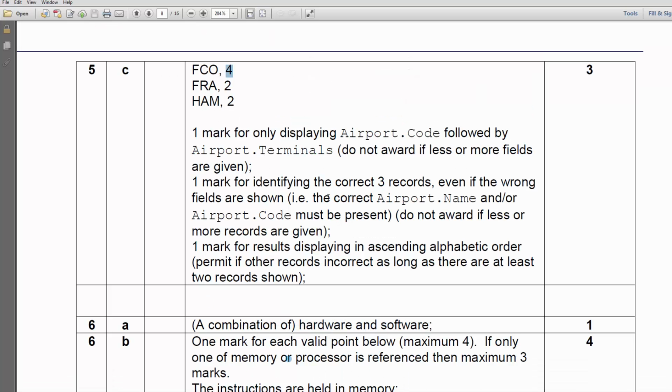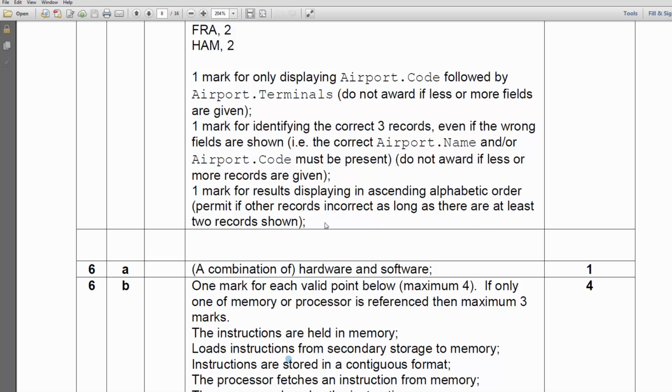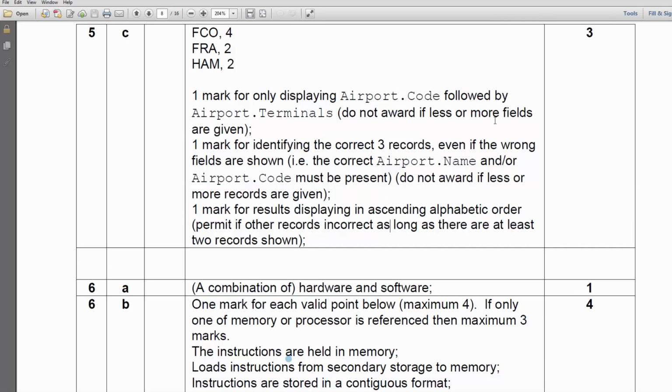Also, you get a mark for identifying the correct 3 records, even if the wrong fields are shown. I don't totally understand that point, but you also get a mark for displaying it in ascending alphabetical order. So that's where you get the marks from.